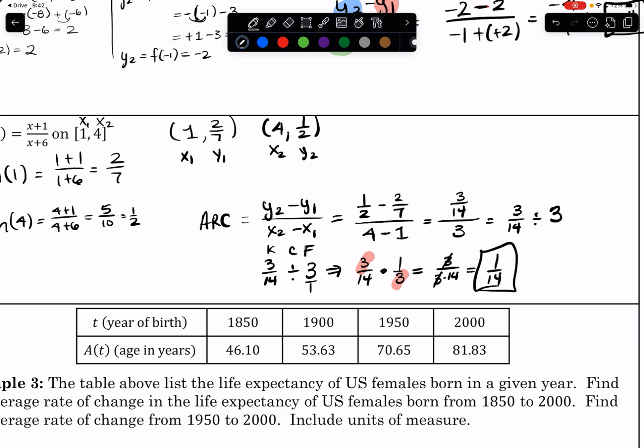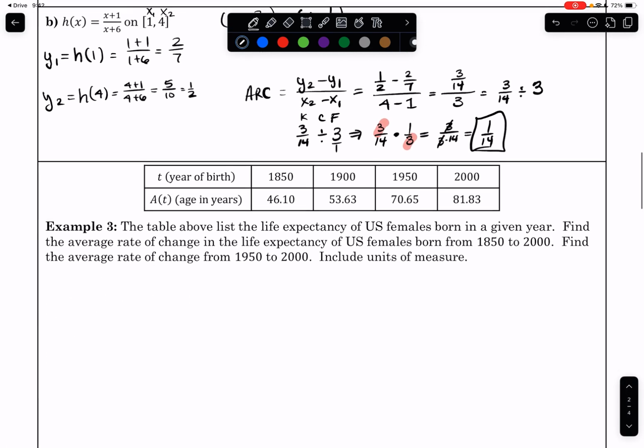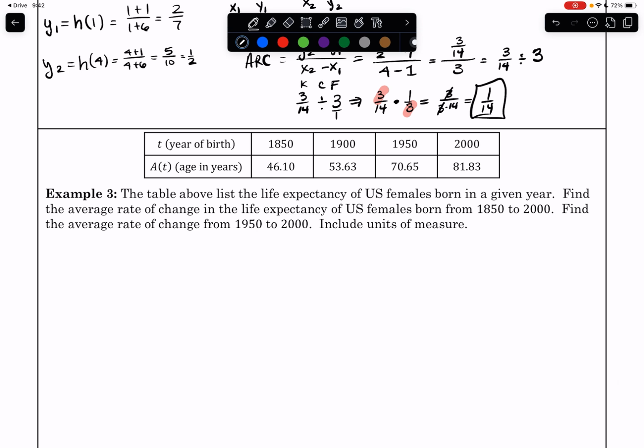Now we can also figure out the average rate of change by using a table. In this particular table, the table above lists the life expectancy of U.S. females born in a given year. So let's figure out the average rate of change in the life expectancy of U.S. females born from 1950 to 2000. So here we'll start first with this one right here, from 1850 to 2000. Those are going to be my x1 and my x2.